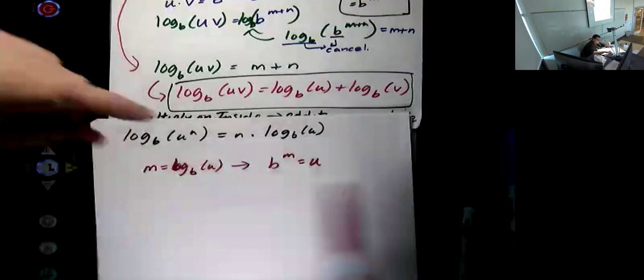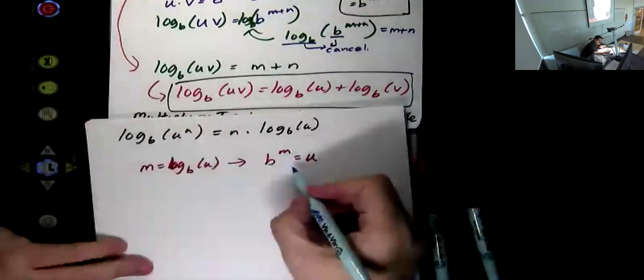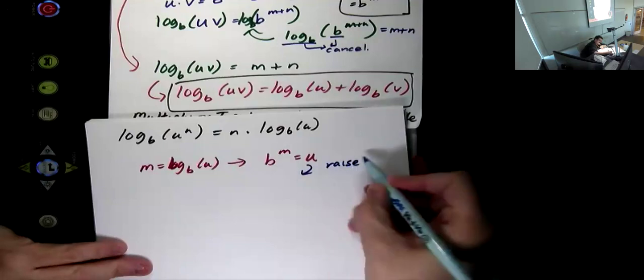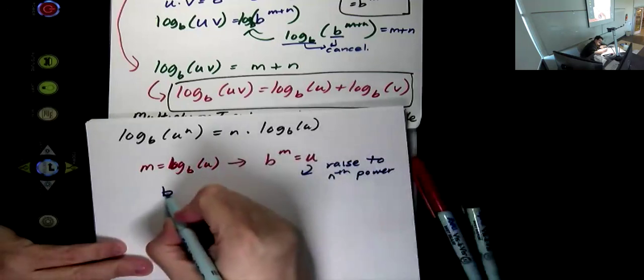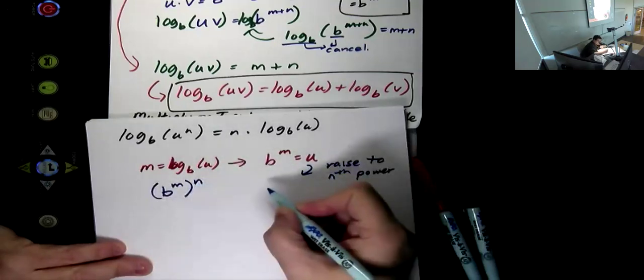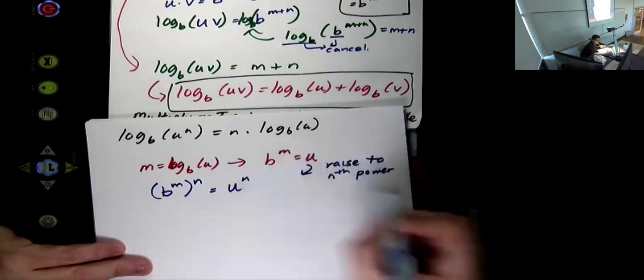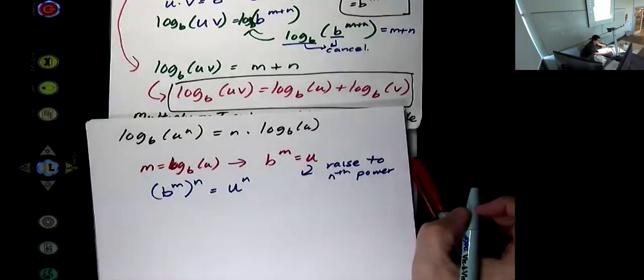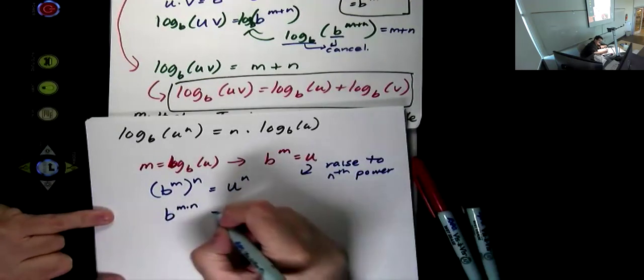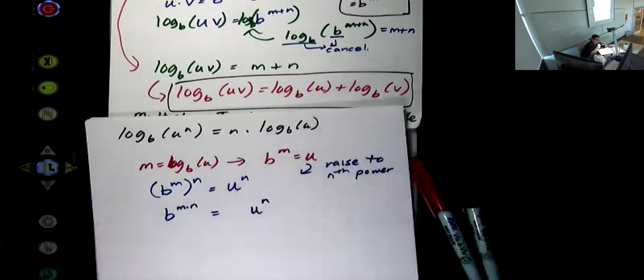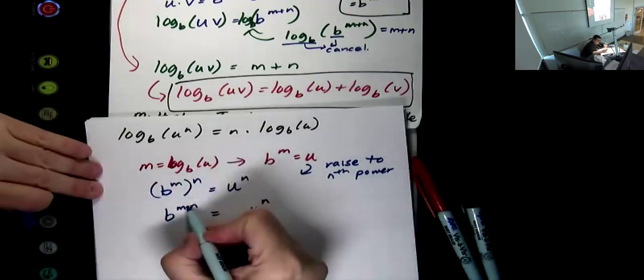So if I take this and I raise it to the nth power, I get B to the M to the N equals U to the N. When these are separated by parentheses, that becomes M times N. And that is a dot, not an I.